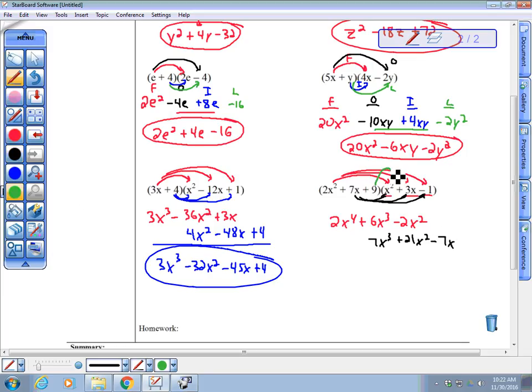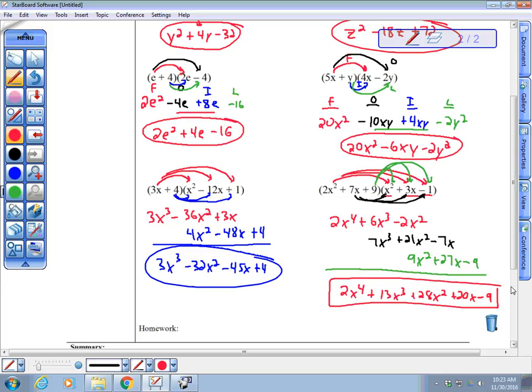Now you have to do the 9. And the 9 gets distributed throughout the parentheses as well. So that's going to be 9x squared plus 27x minus 9. Having it in column form, just add them straight down. You get 2x to the 4th plus 13x cubed plus 28x squared plus 20x and a minus 9. All right, there you go.